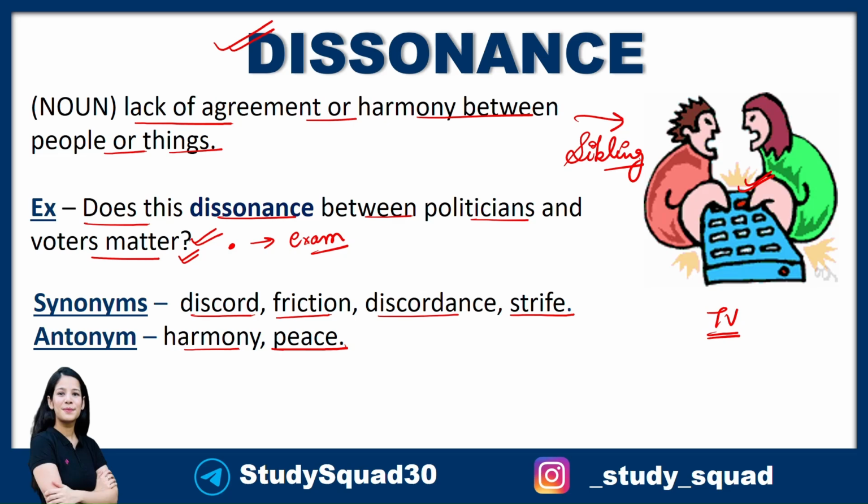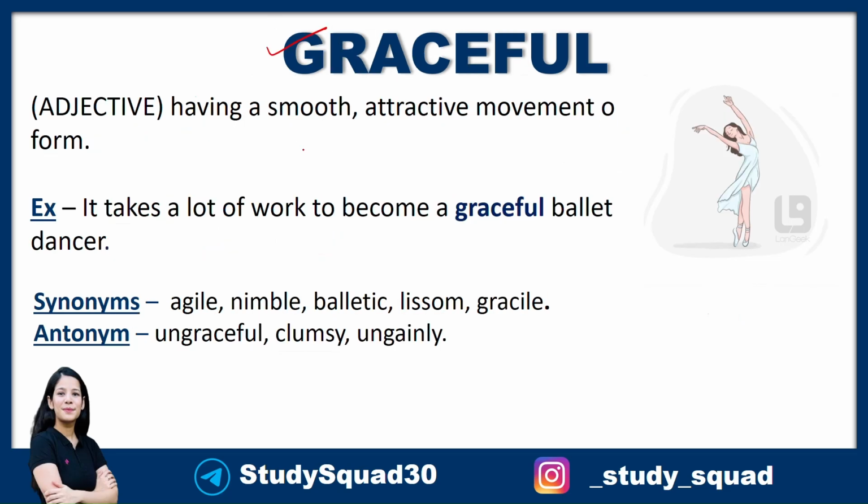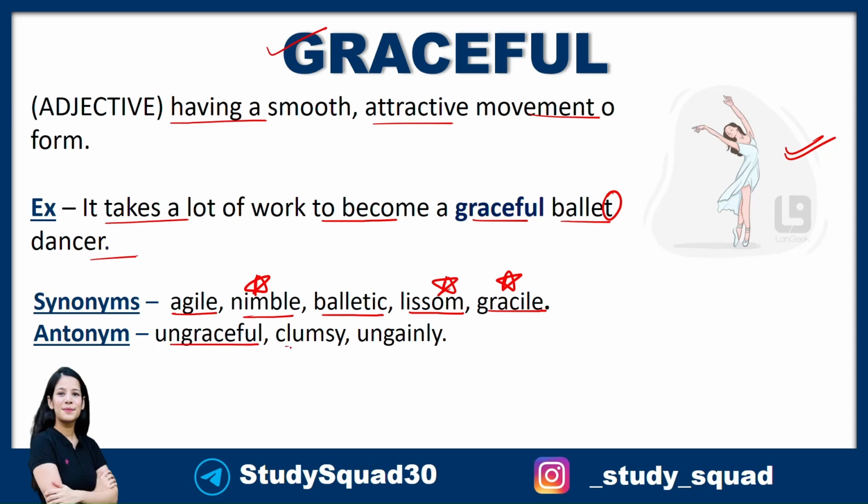Next word for us is graceful. Graceful means having a smooth, attractive movement or form. Here you could say a ballet dancer has very smooth, attractive movements and form. The sentence is, it takes a lot of work to become a graceful ballet dancer. It's ballet, the T here is silent. Synonyms are agile, nimble, ballistic, lissome and gracile. These words are different and very, very important. Next we have antonyms: ungraceful, clumsy and ungainly.